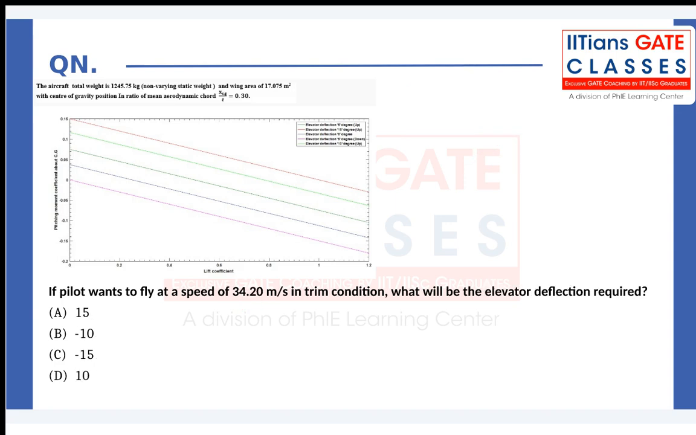If a pilot wants to fly at a speed of 34.20, what will be the elevator deflection required? So first step is similar to the previous question, find out CL trim, and then tell me how you will find out the elevator deflection required.